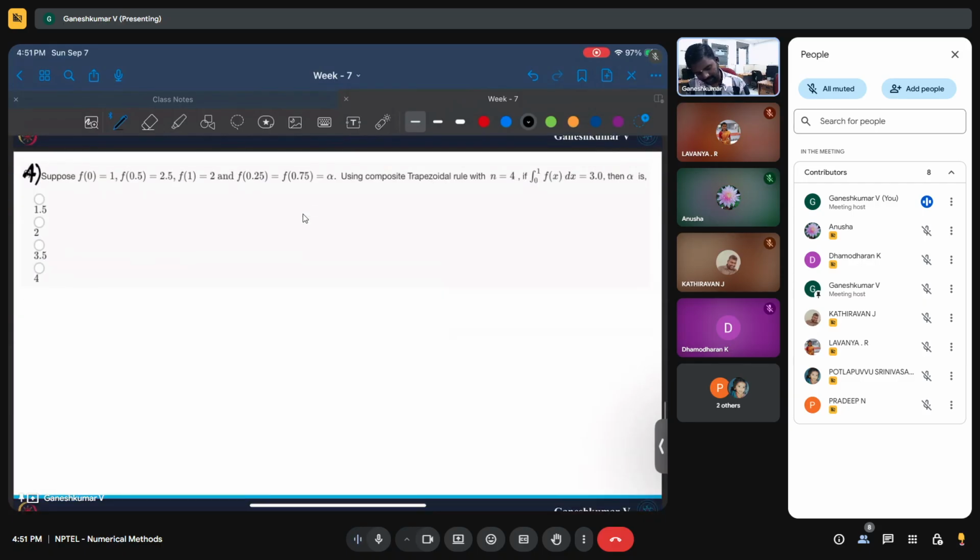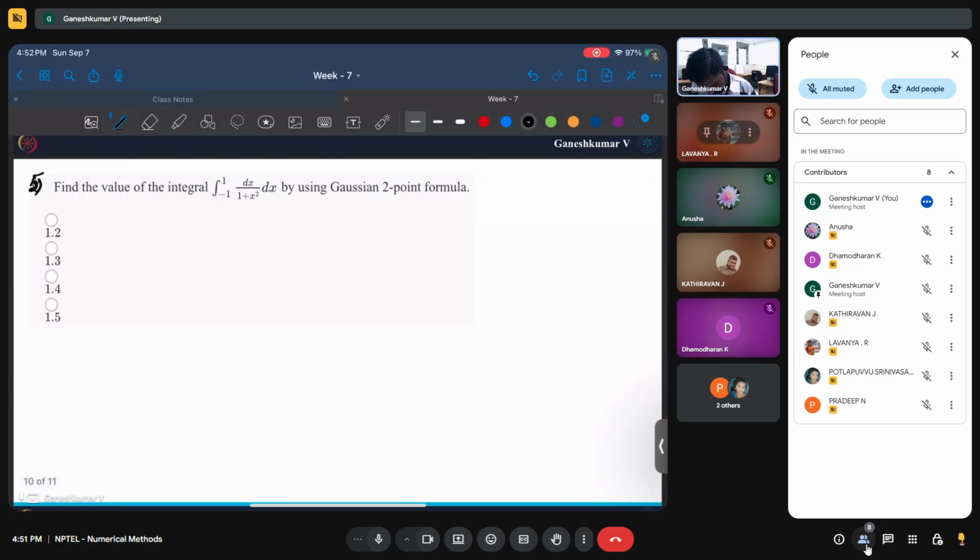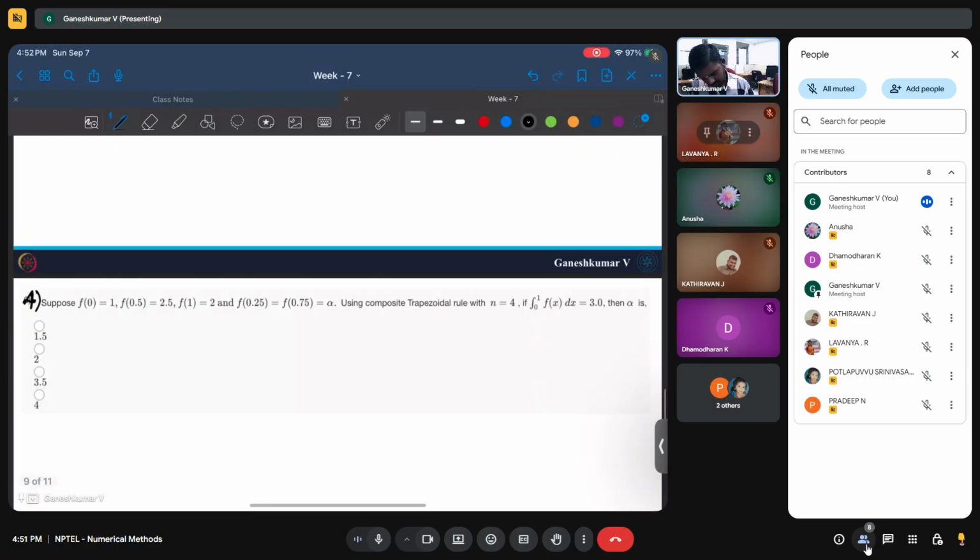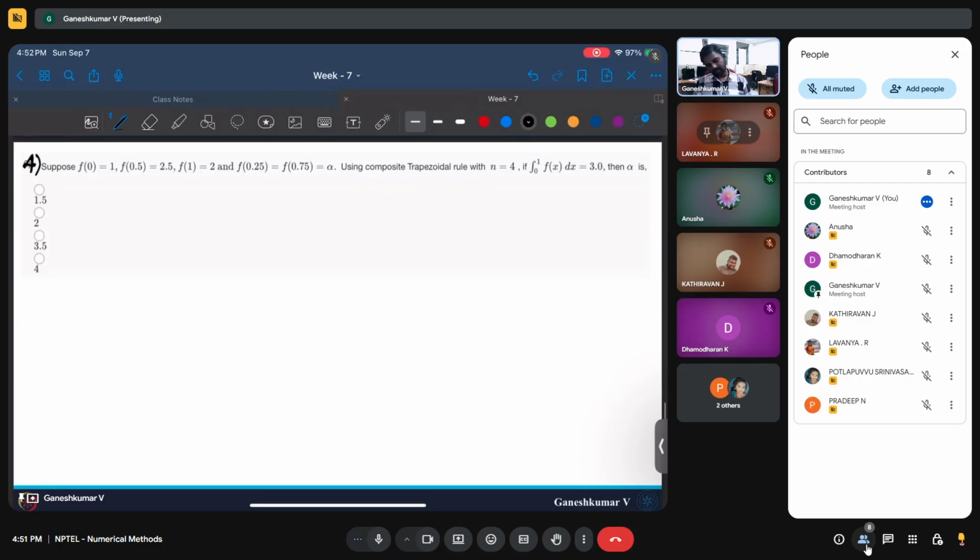If there are no questions, I'm going to go to the next question I have. This is the fourth, and we have three more questions. In this question, we are again going to use the trapezoidal rule for n equal to 4 and find the integral from 0 to 1 of f of x dx. It's the same as our previous question: we don't know the function, but the function values are given.